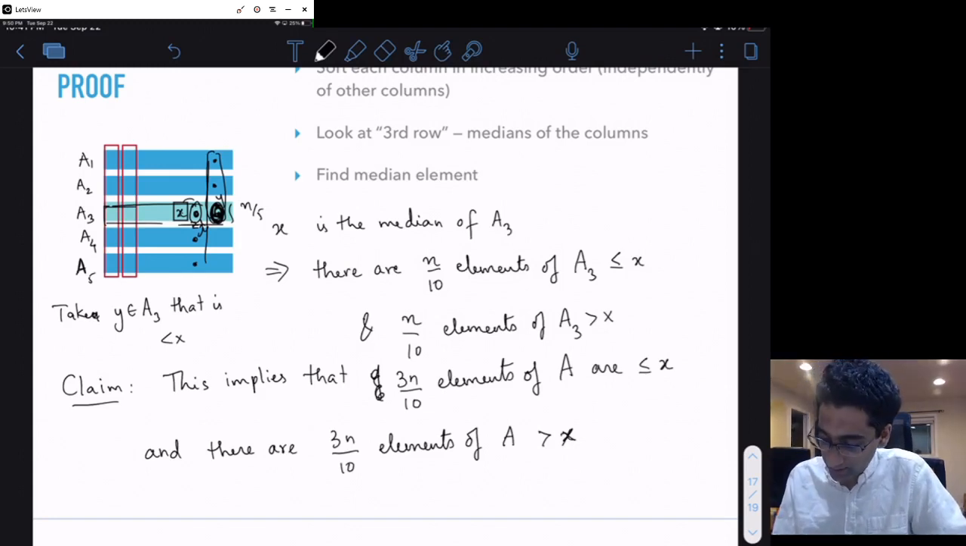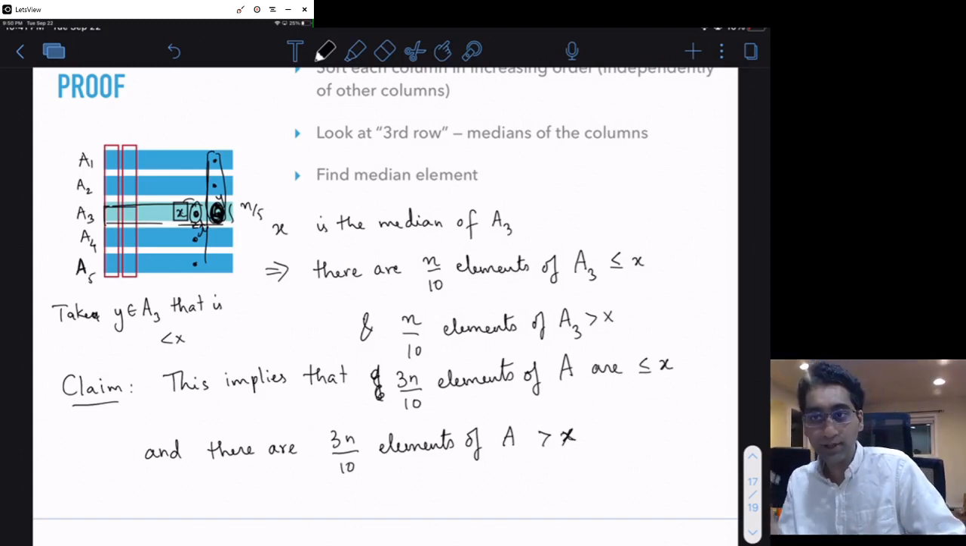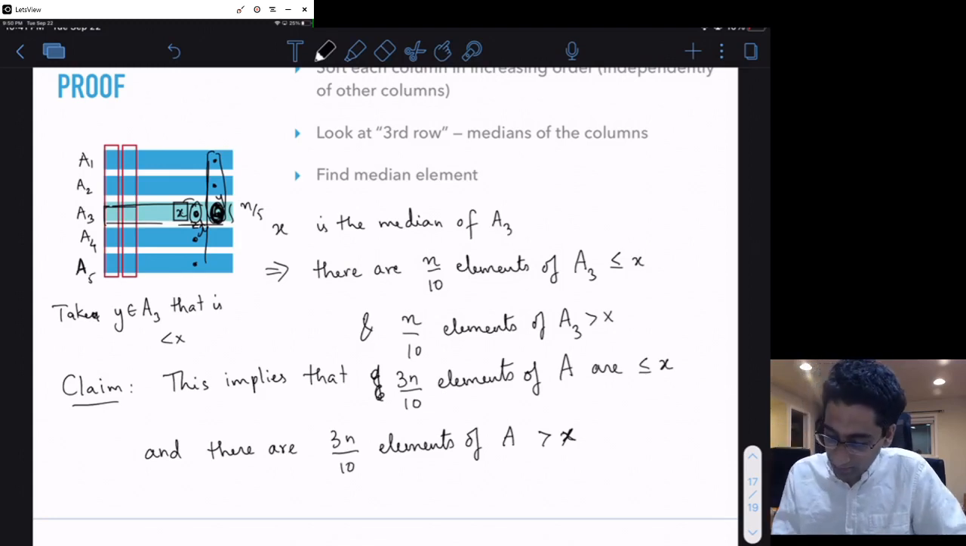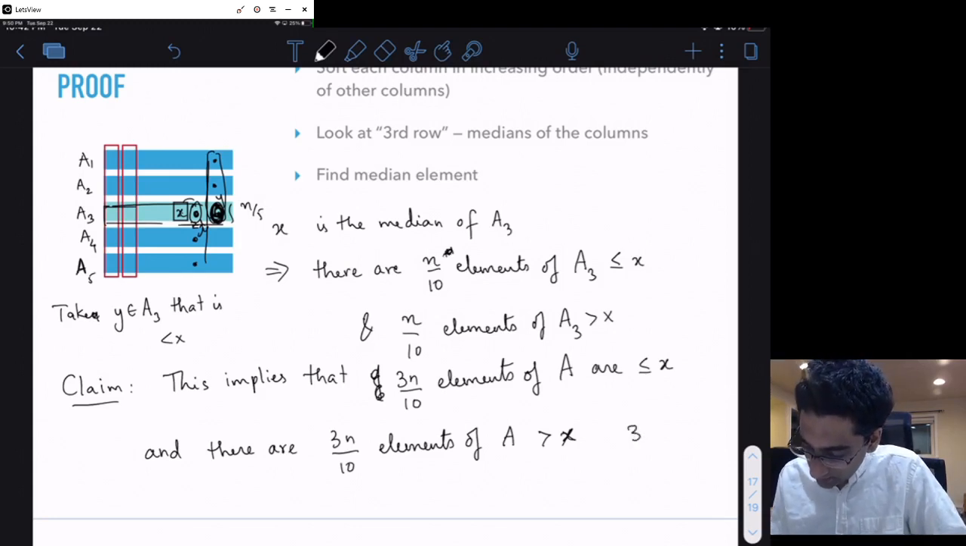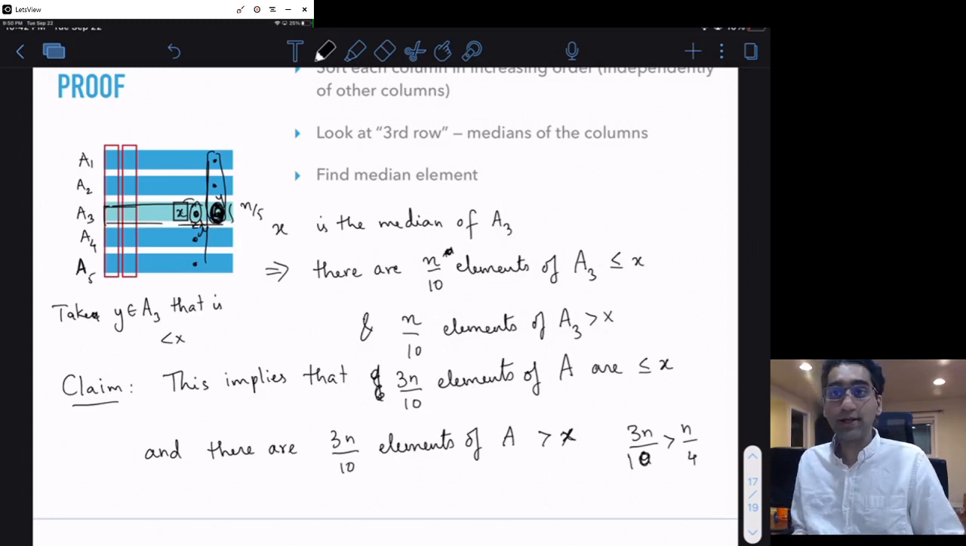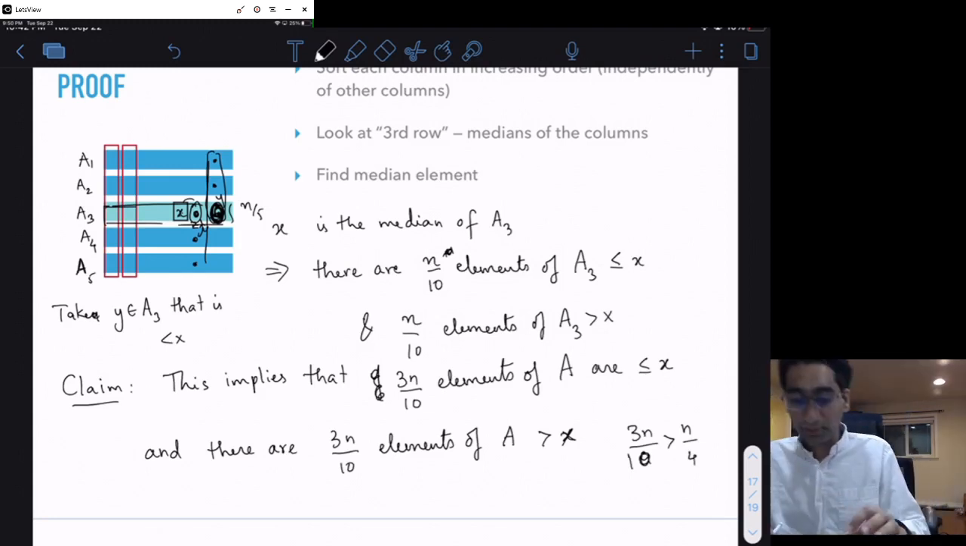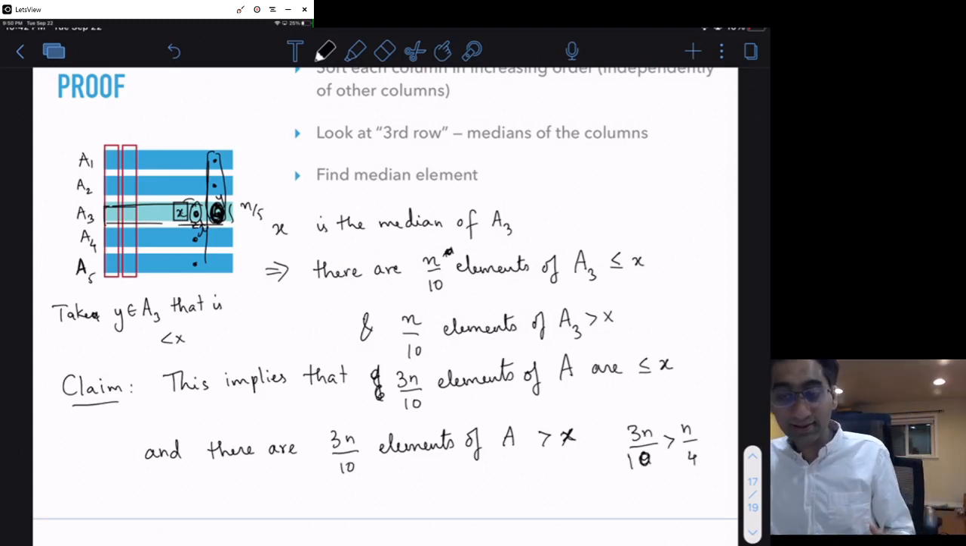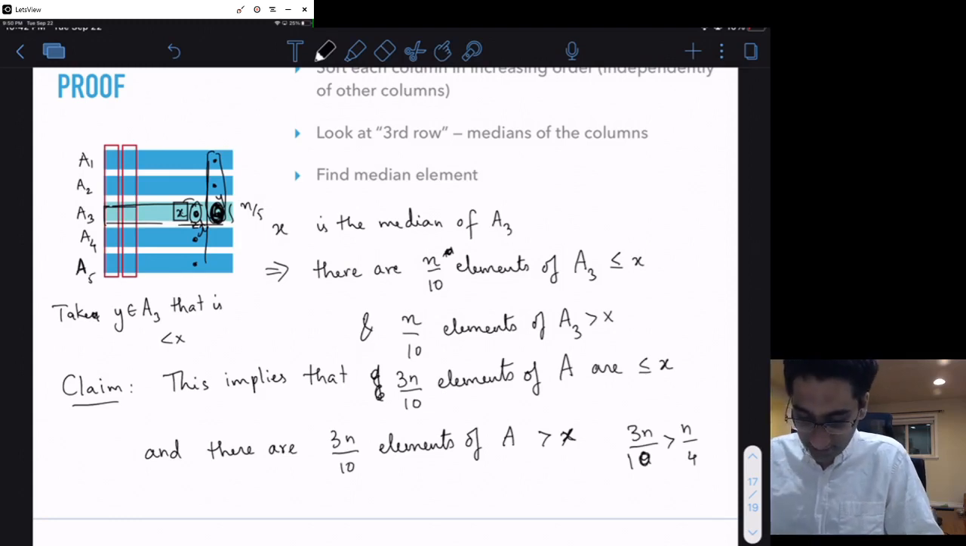And that completes the proof, because 3n/10 is actually more than n/4. I allowed a little slack because maybe there's n/10 plus 1, n/10 minus 1, things like that. So I allowed some slack over here. But this 3n/10 is more than n/4. So that's why this whole thing follows. It's a very simple proof, but it's a very clever proof as well.